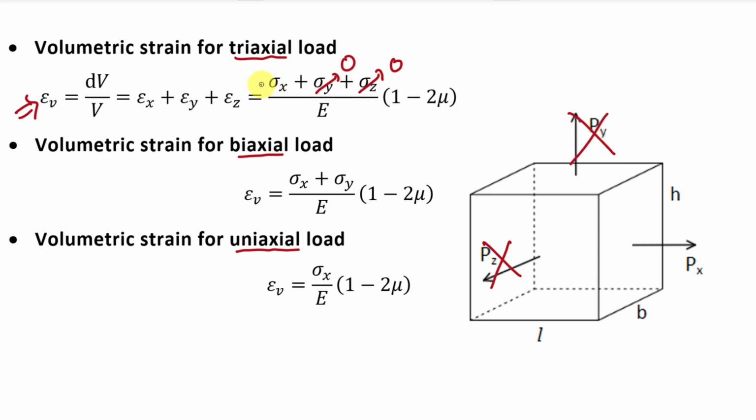So from the equation of the triaxial loading condition, we can derive the equation of volumetric strain for biaxial and for uniaxial. So you also have to remember these two equations. Actually you don't have to remember them, because you can put the value of stress as 0 in this equation, right? So you only have to remember this equation. I hope that you understand how we find this value of strain.